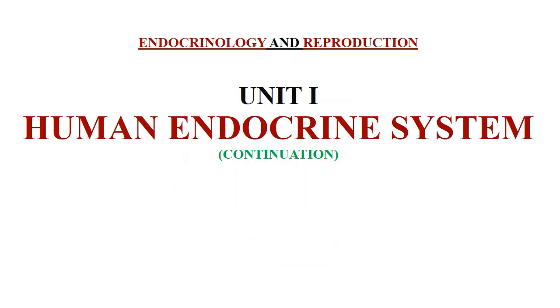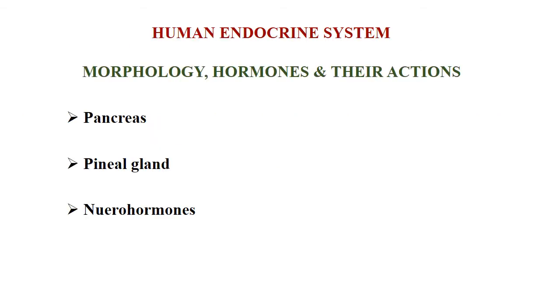In this class, we will discuss the last part of Unit 1, that is Human Endocrine System. Here we will discuss morphology, hormones and their actions of pancreas and pineal gland. In addition to that, we will be discussing the neurohormones, that is the hormones of the hypothalamus.